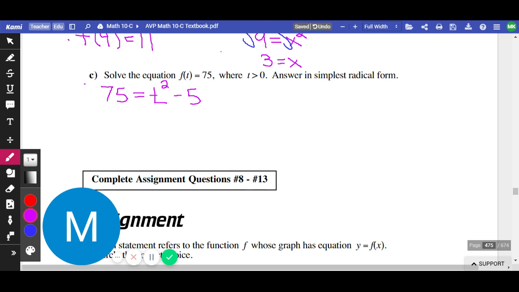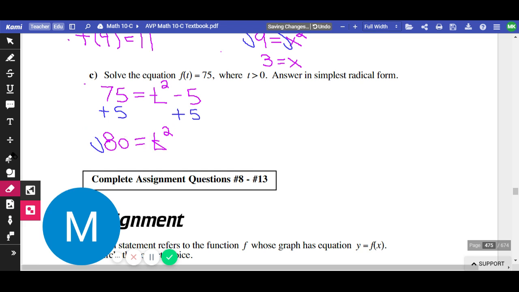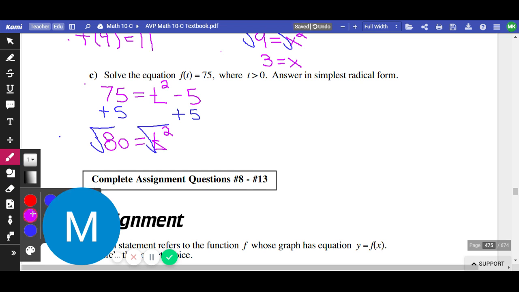We need to get t by itself, so we need to move that 5. We add 5 to both sides. That gives me 80 equals t squared. Your last step is to square root both sides. Oh boy. When I square root both sides, I end up getting a final answer of root 80 equals t. And realistically, I'd be happy with that.